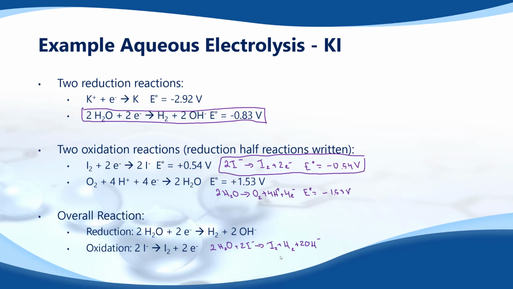So these are our two half reactions, and E standard for this reaction overall will give us a value of minus 1.37 volts. So if we add 1.37 volts, we get these to split up into those components. That's electrolysis. Just keep in mind that when you have an aqueous solution, you have to take into account all the possible reactions for everything in the solution.